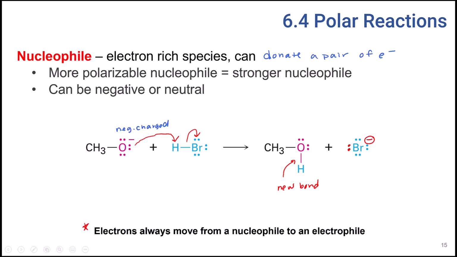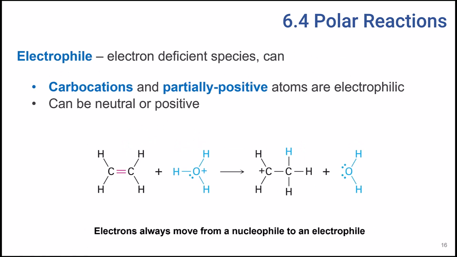Electrons always move from a nucleophile to an electrophile. So we're going from the negative to hook into the positive. An electrophile is an electron-deficient species that can accept a pair of electrons. Carbocations and partially positive atoms are typically electrophilic. These can be neutral or they can be positive.